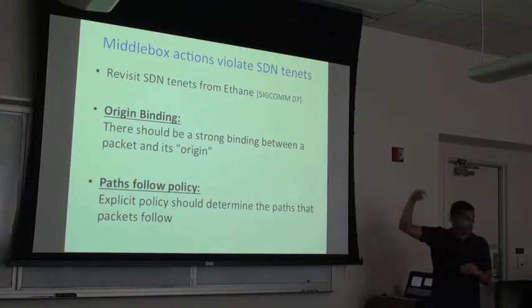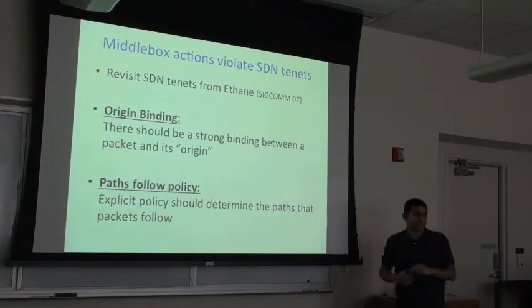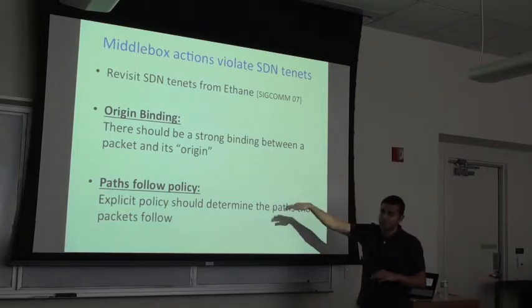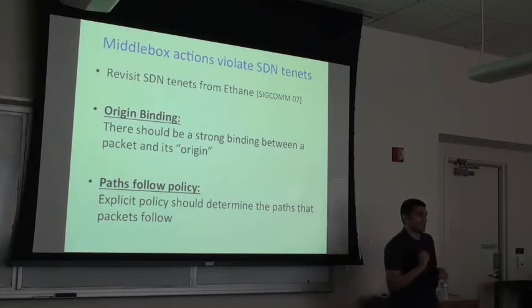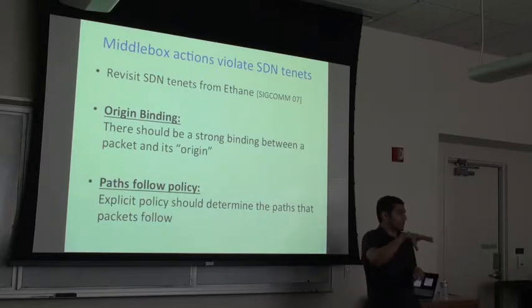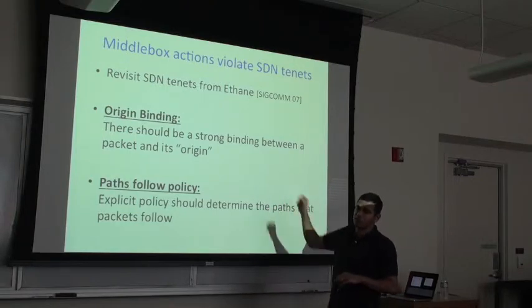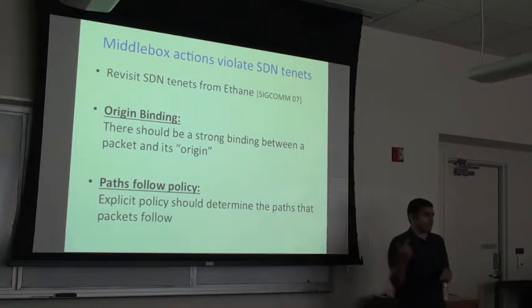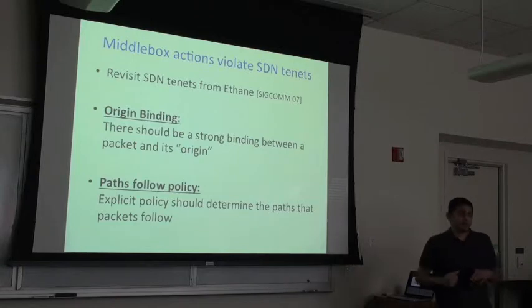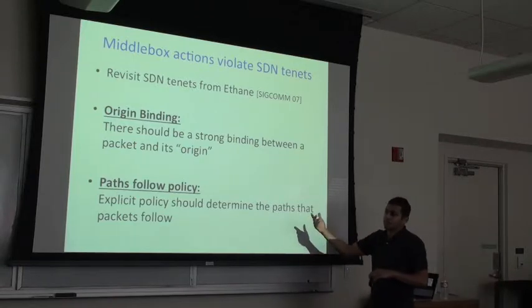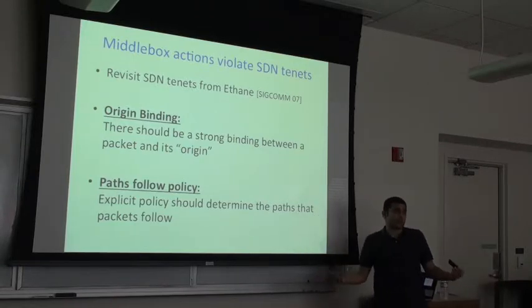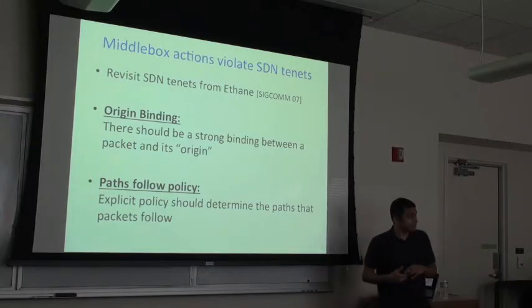What we find in the context of these dynamic actions of middleboxes is that they fundamentally violate these two tenets. If a NAT rewrites headers and that rewriting logic is proprietary to the NAT and not exposed to the world, you easily violate origin binding. Similarly, with the proxy example with broken sessions, we don't have a policy mandated path because we don't know how to set up this path because of the hidden actions of these boxes.